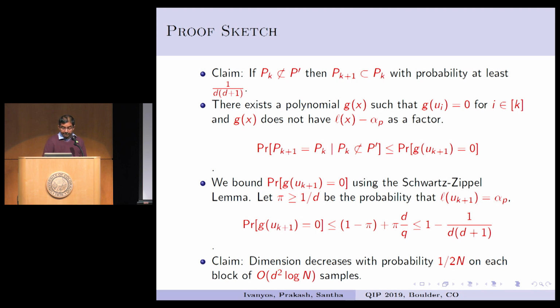Beyond this claim, one needs that the dimension decreases with high probability. So now we split the samples into blocks of d square log n samples. Here n is the dimension of P_0, which was n plus d choose d. And for each block, one can argue that the dimension decreases with constant probability. And then applying a union bound, we get that for d square log n multiplied by n samples, the dimension would go down to 0 with high probability if P_k is not in P prime. So I tried to convey a high-level sketch of this proof, and it's actually quite short. If you're interested, you're encouraged to look at the paper.